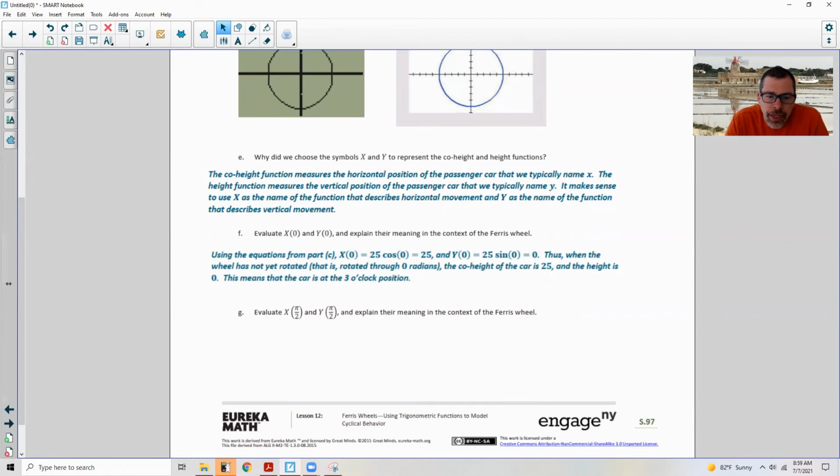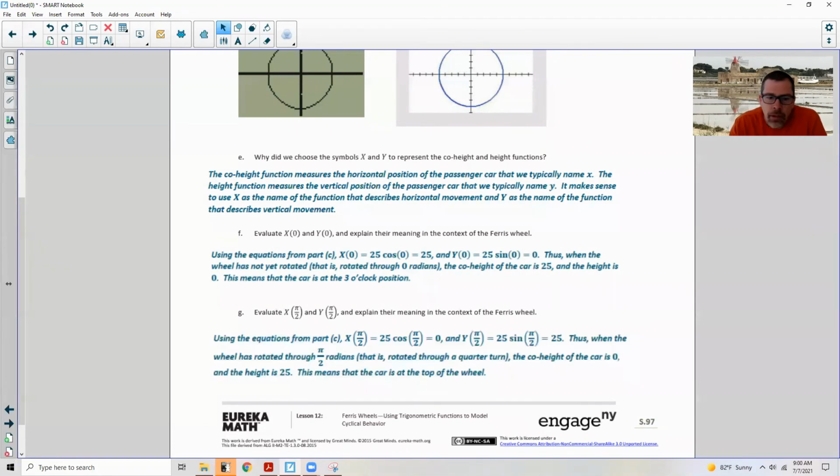G says to evaluate X of pi over 2 and Y of pi over 2 and explain their meaning in the context of the Ferris wheel. Okay, so using the equations from part C, X of pi over 2 is 25 times the cosine of pi over 2, and cosine of pi over 2 is 0, so 25 times 0 is 0. And Y of pi over 2 is 25 times the sine of pi over 2. The sine of pi over 2 is 1. 25 times 1 is 25. Thus, when the wheel has rotated through pi over 2 radians, that is, rotated through a quarter turn, the coheight of the car is 0 and the height of the car is 25. This means that the car is at the top of the wheel.